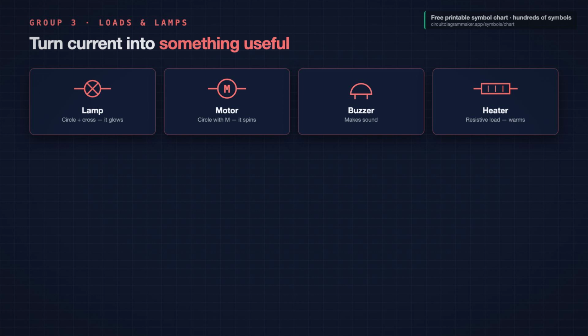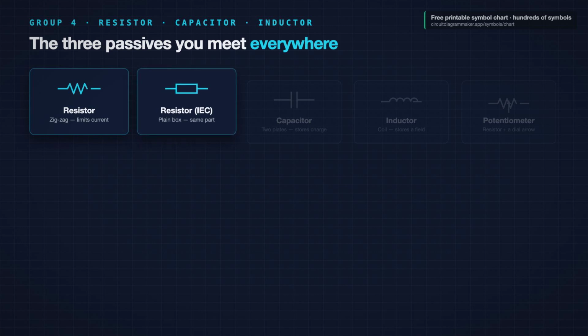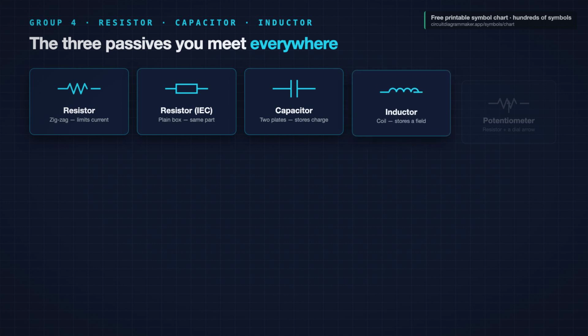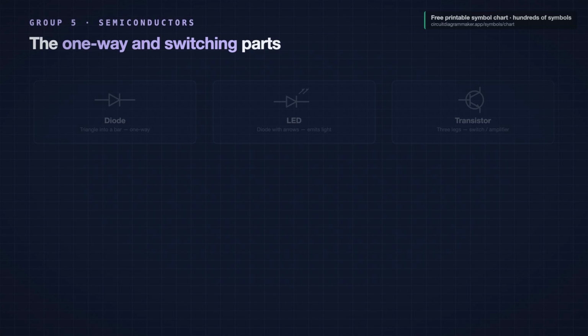Group 4, the 3 passives you meet everywhere. Resistor, capacitor, inductor. A resistor is a zigzag or a plain rectangle in the international style. It resists current. A capacitor is 2 parallel plates. It stores charge and blocks steady current. An inductor is a coil of loops. It stores energy in a magnetic field. And a variable resistor, or potentiometer, adds an arrow across the resistor, a dial you can turn. Resistor resists, capacitor stores charge, inductor stores a field. 3 shapes, 3 jobs.